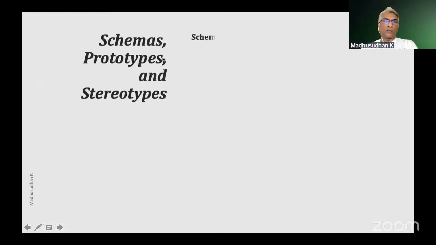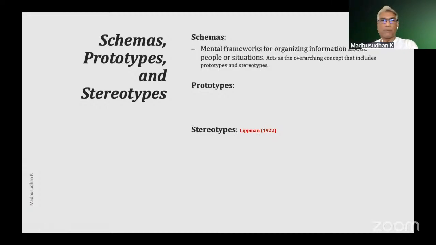Now, what are schemas, prototypes, and stereotypes? Schema is nothing but a mental framework for organizing information about people or situations. It acts as an overarching concept that includes prototypes and stereotypes. Schemas contain both prototype and stereotype. For example, when I say doctor, what comes to your mind? What do you see on saying doctor? A white coat will come to your mind, right? Will it come or not?